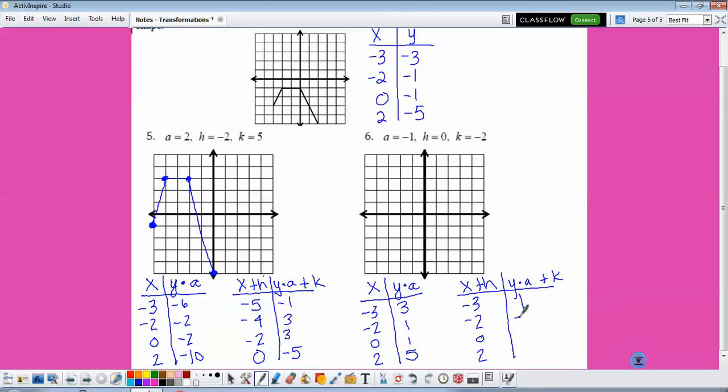So 1, negative 1, negative 1, and 3. So let's plot those. Negative 3, 1, negative 2, negative 1, 0, negative 1, and 2, 3. So this time, because our A was negative, it took our picture and flipped it upside down. That's all for today. Fill in your summary.